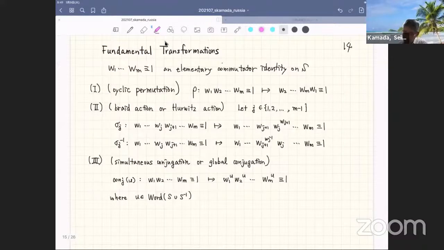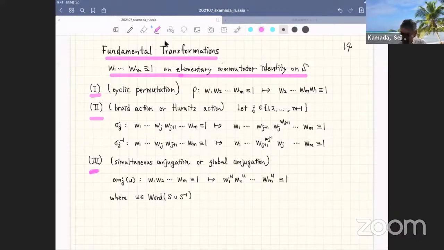For elementary commutator identities, there are seven kinds of fundamental transformations. First, there are three transformations. The first one is cyclic permutation. Given W_1 through W_M, these are commutators, and we have a commutator identity. And we move the first commutator to the last. Then this is also obviously an identity.